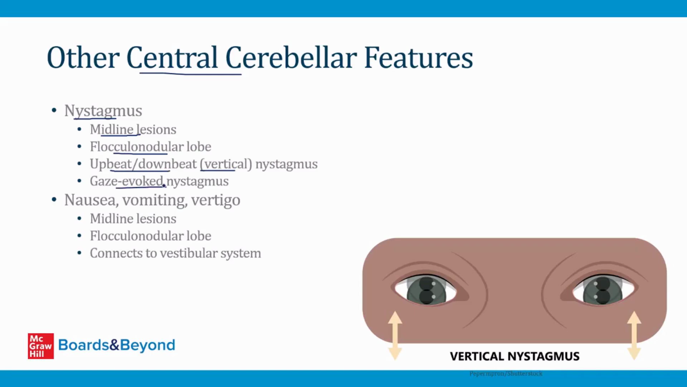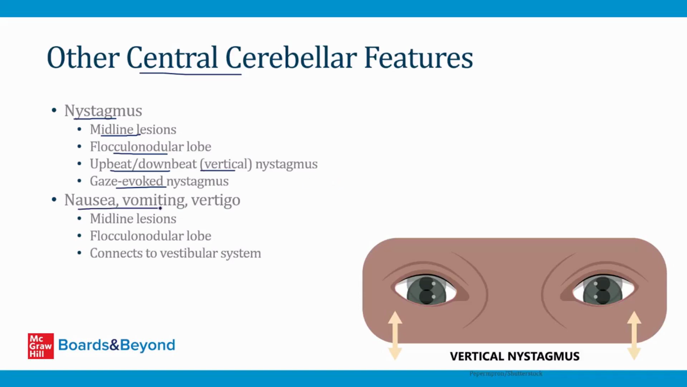The nystagmus that you see in patients with cerebellar disease is upbeat, downbeat, or vertical nystagmus, or gaze-evoked nystagmus, meaning that the direction of the nystagmus changes when the patient changes the direction they are looking in. Other forms of nystagmus like horizontal, left-right nystagmus, or torsional nystagmus, those are usually seen in patients who have peripheral vestibular dysfunction, not central vestibular dysfunction like you see in cerebellar disease.